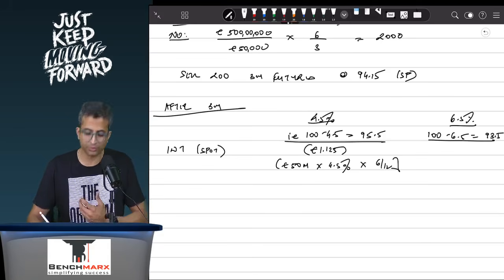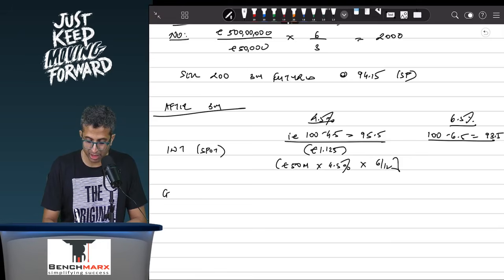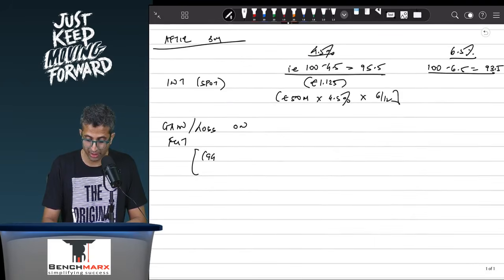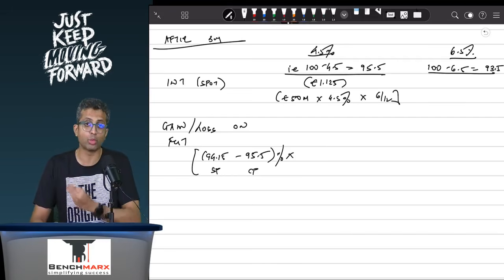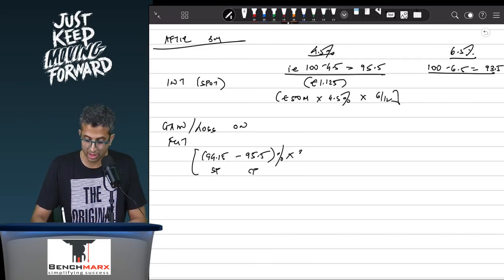This is like a cash outflow. Now if I were to find a gain or loss on the futures contract, how will you find it? We will say selling price minus the cost price. You have originally sold at 94.15. This is your selling price. You are now buying at 95.5. So this is like your cost price. This is in percentage per annum. Remember, the futures contract is a 3-month contract. You might want a borrowing for 6 months, but the futures contract is 3 months. So into 3 by 12 into 50,000 per contract into 2,000 such contracts.